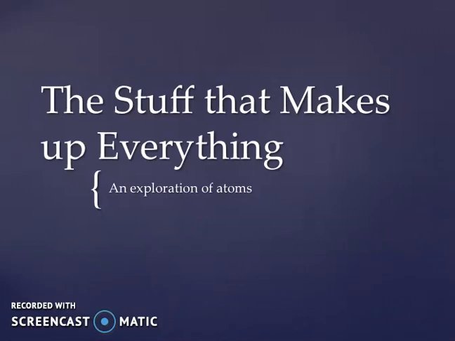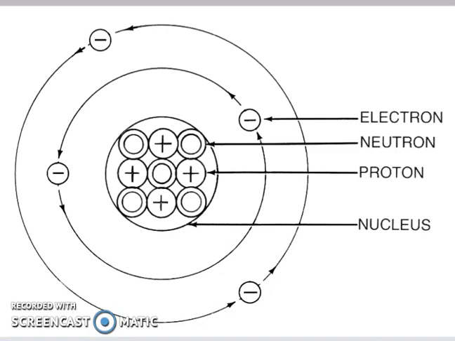Hello! Today we are going to talk about the stuff that makes up everything. We're going to explore the world of atoms. So, an atom has four major pieces. The nucleus is in the center. It contains the proton and the neutron, and the electron is on the outside. Let's talk a little more in depth about each of these pieces.